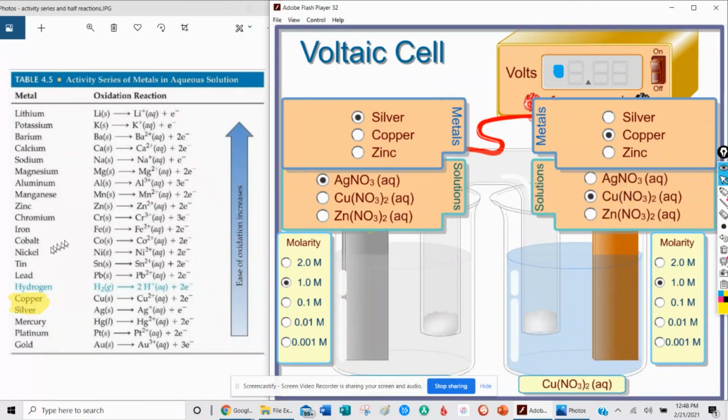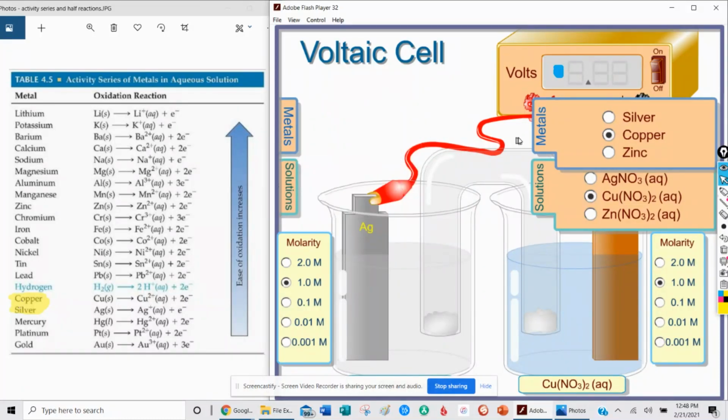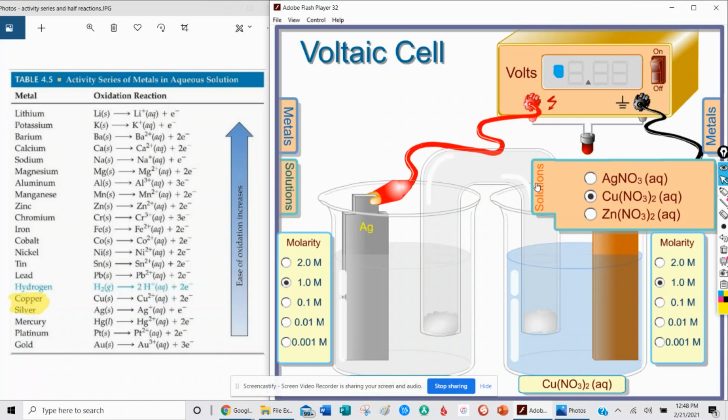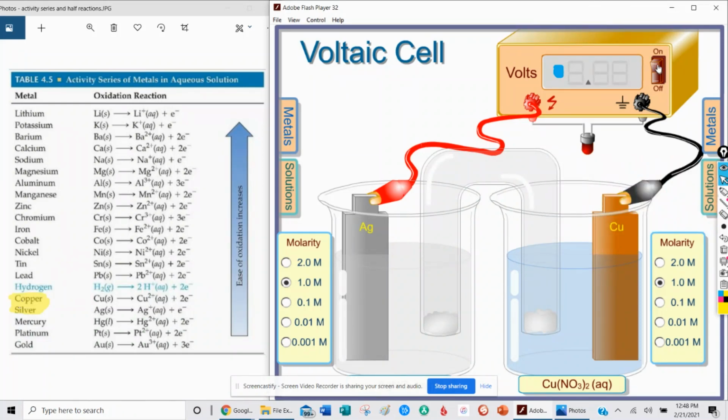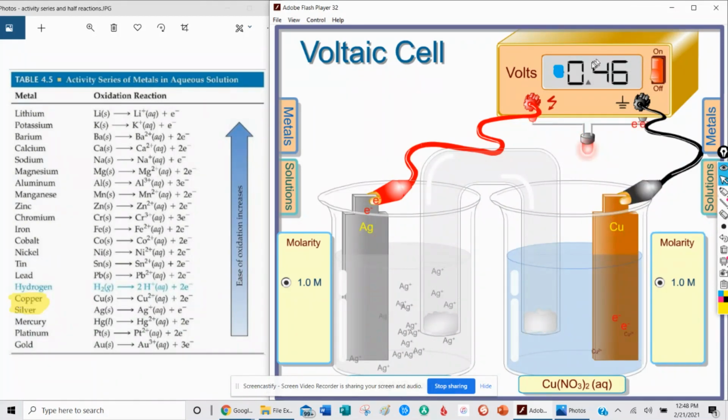Now, still looking over at our table, copper is going to be oxidized because it's on top, and this table shows us ease of oxidation as we go up. And so if it's oxidized, it's going to be our anode. So here you're going to see the same reaction just flipped. Our anode is on the right and our cathode is on the left. And we get our 0.46 difference in reduction potentials.